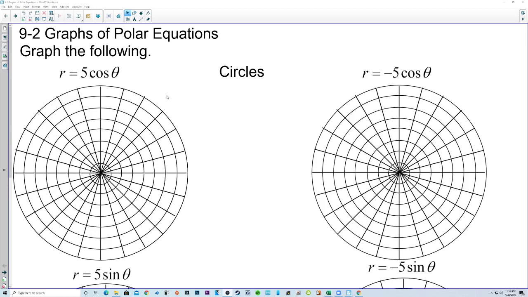All right, this is section 9.2. We're going to graph polar equations. So graph the following. We have 5 cosine of theta.